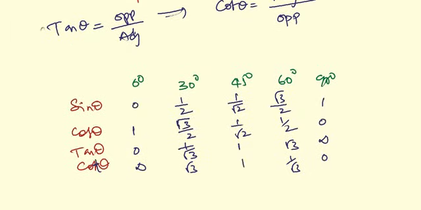In a similar way, just recollect the values. Sin 0 is 0, sin 30 is 1 by 2, sin 45 is 1 by root 2, sin 60 is root 3 by 2, sin 90 is 1. And the reverse of these values are cos theta. And tan theta at 0 degrees is 0, at 30 degrees it is 1 by root 3, at 45 degrees it's 1, at 60 degrees it's root 3, and at 90 degrees it's infinity.